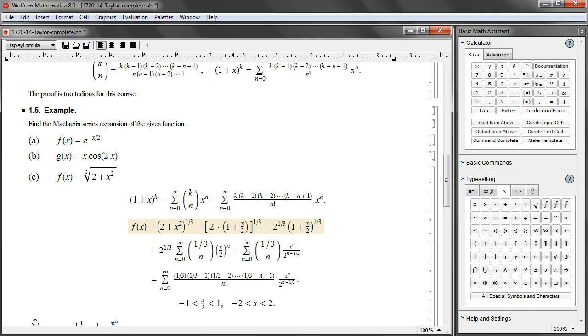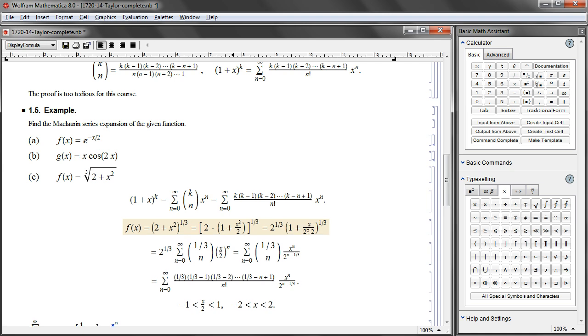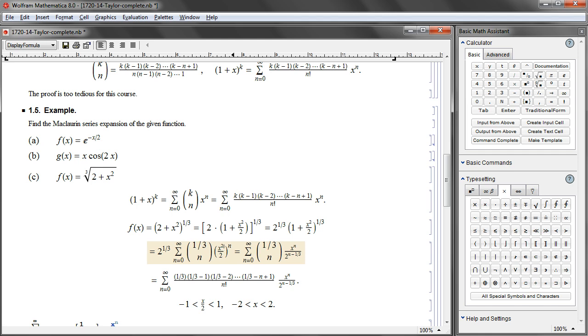So this has to be squared. That has to be squared. This one has to be squared. So that has to be squared. And this is not x to the nth power, it's x to the 2nth power, otherwise no change. And this one has to be x to the 2nth power, otherwise no change.